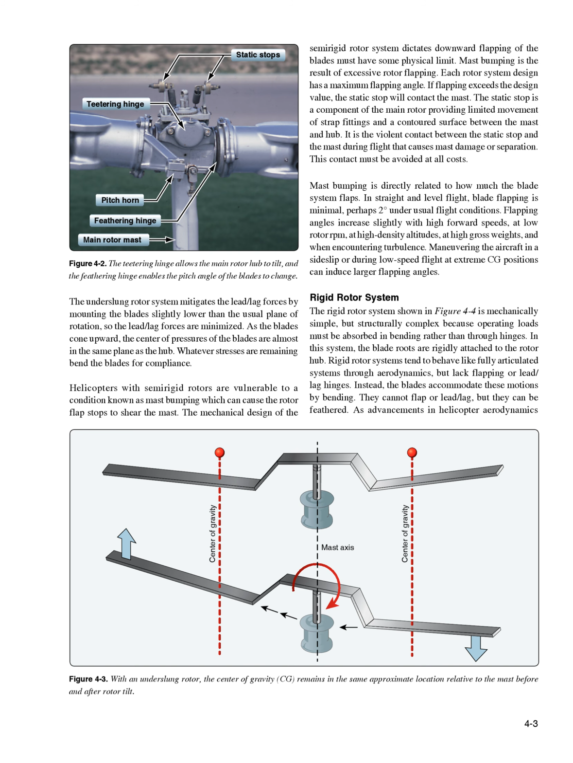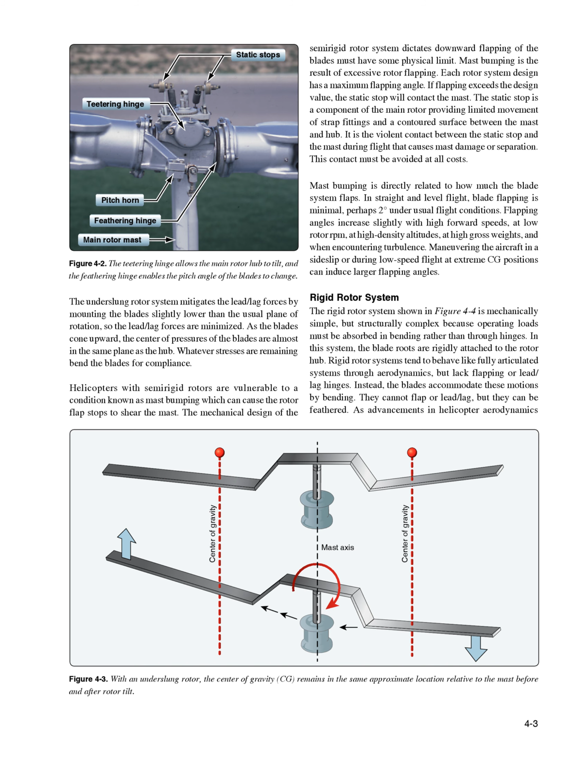Mast bumping is directly related to how much the blade system flaps. In straight and level flight, blade flapping is minimal, perhaps 2 degrees under usual flight conditions. Flapping angles increase slightly with high forward speeds, at low rotor RPM, at high density altitudes, at high gross weights, and when encountering turbulence.